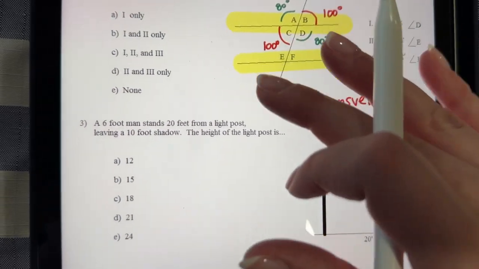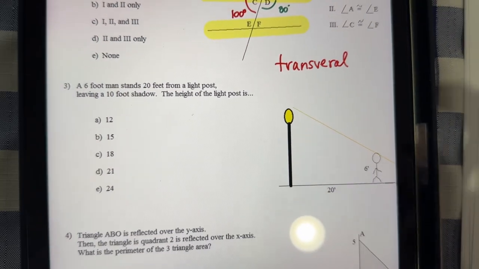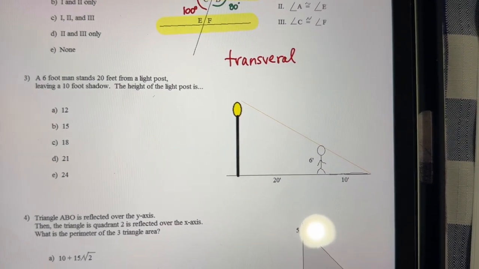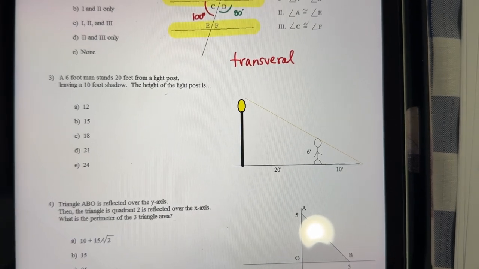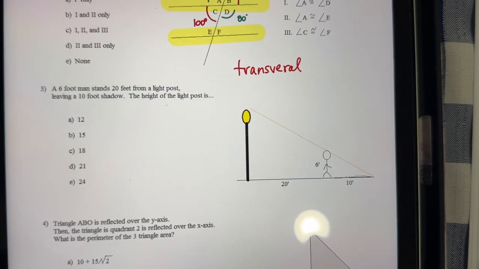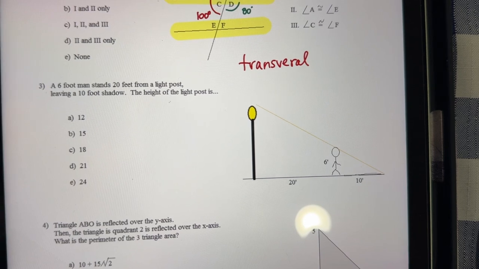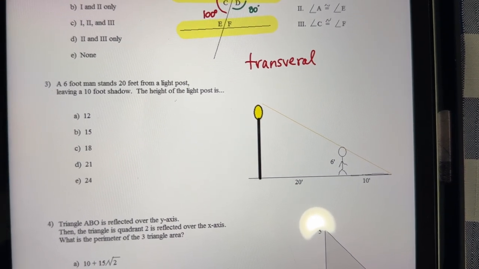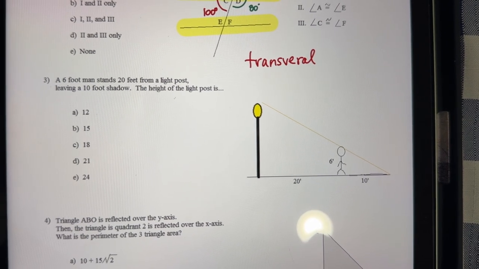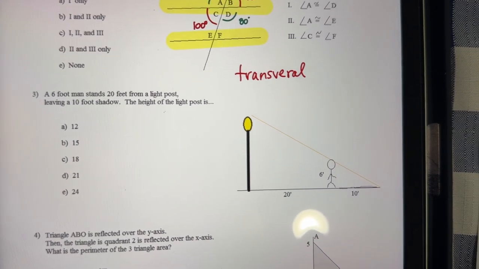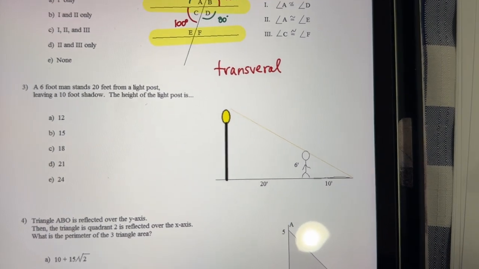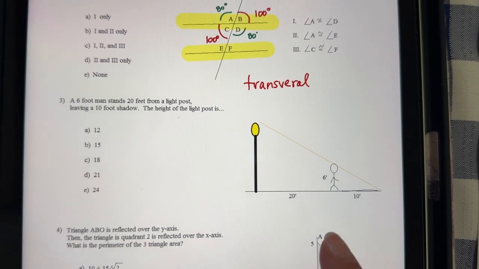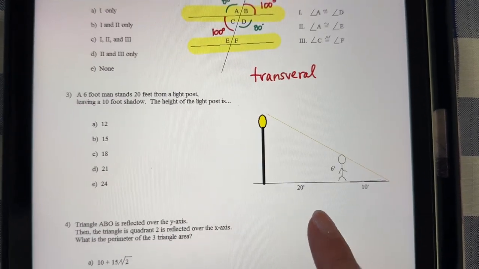All right, let's move on to question 3. Here we have a man that is standing 20 feet from a light post, and he is 6 feet tall, and he leaves a 10-foot shadow. Nice enough for us, they drew an image. Sometimes you'll get questions like this and they expect you to draw an image yourself. So the first thing is we're going to have a triangle and we want to know what the base and the height is. And we want to be able to find the height of a lamppost that is nearby, right?